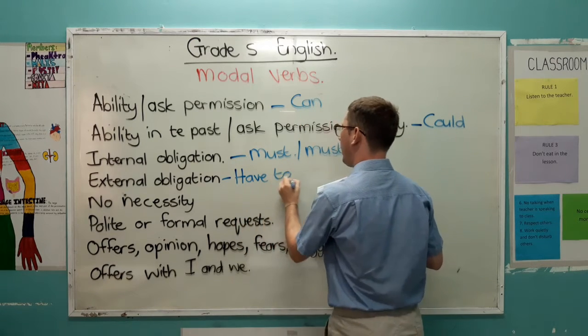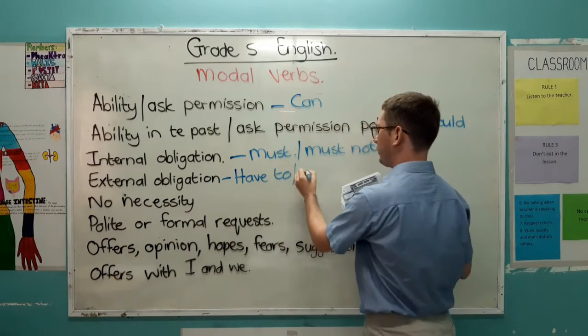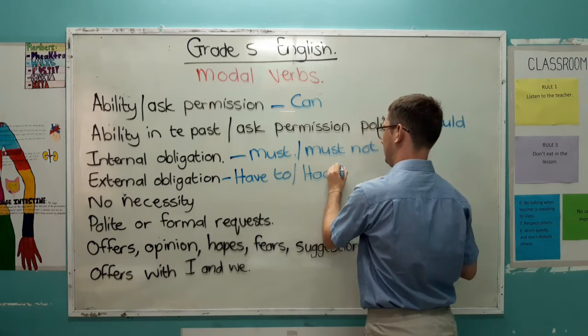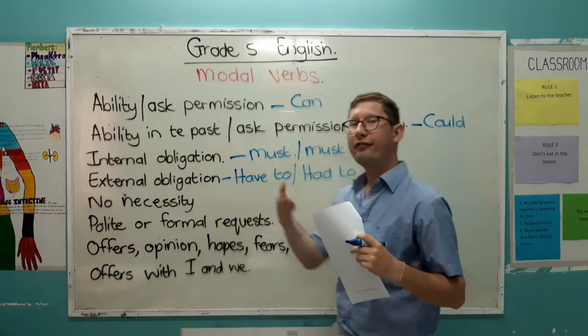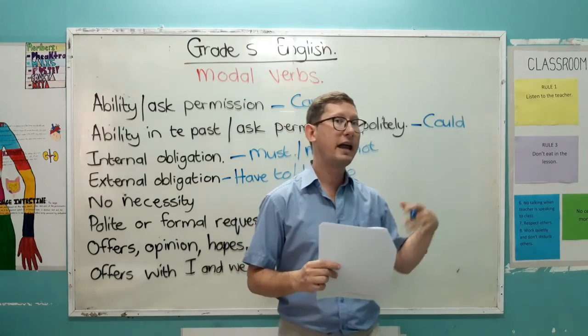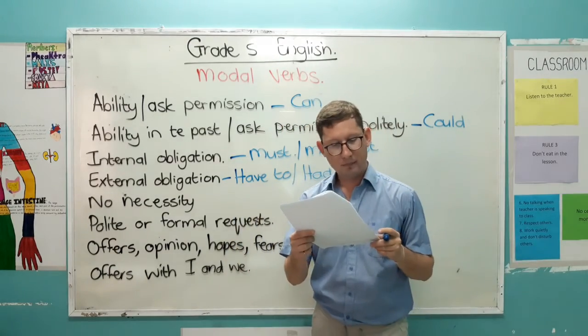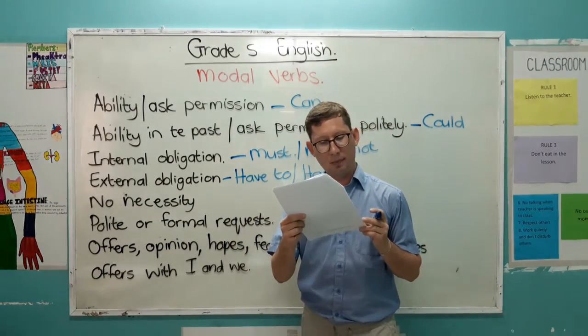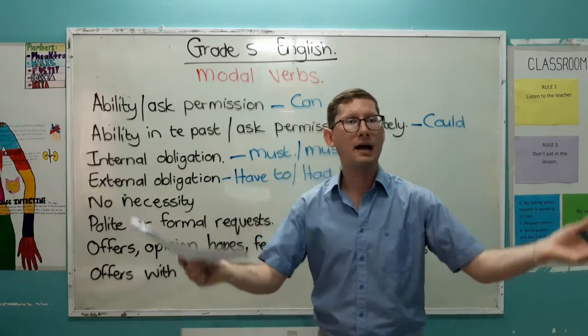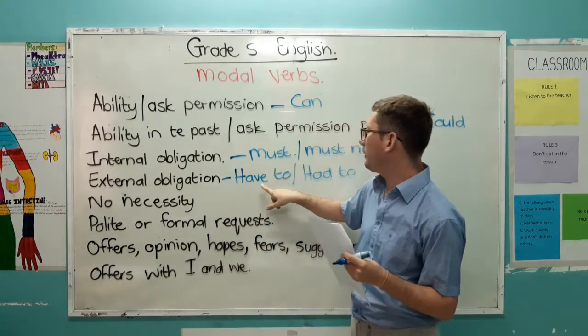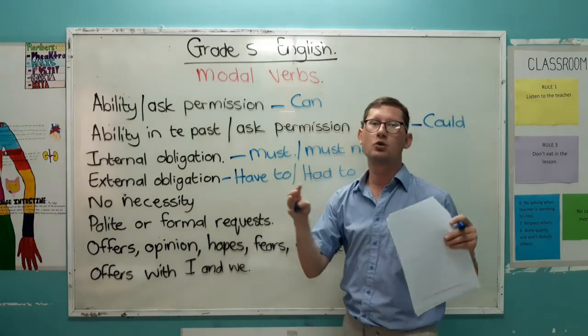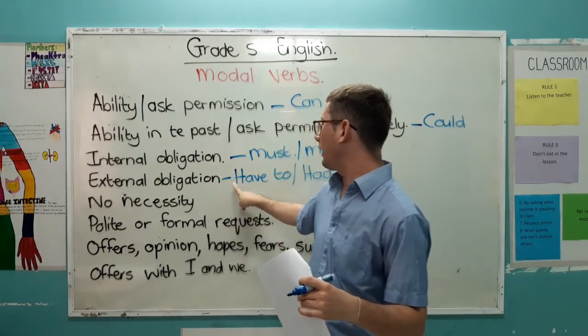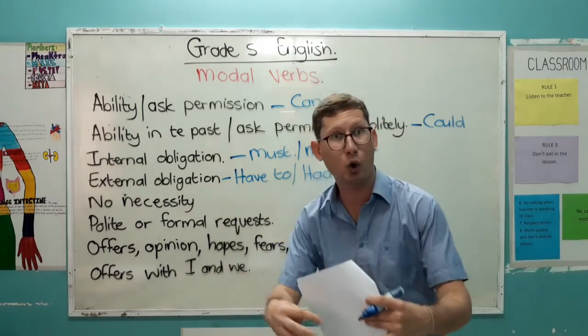Have to, and also had to. It's the past. Okay? They have to write the test. Yesterday they had to do the test. For example, it's all about someone else. For example, have to would be more than one person. Normally we refer to external obligation as a group.